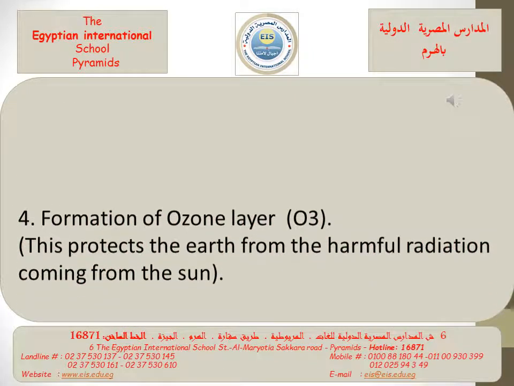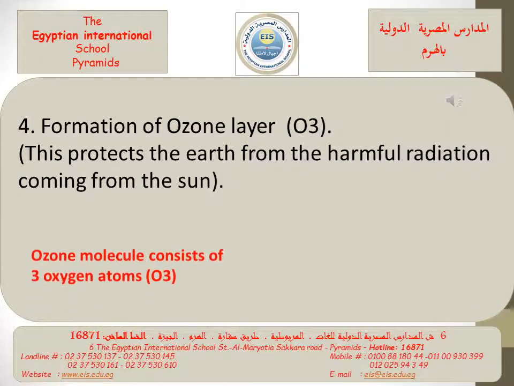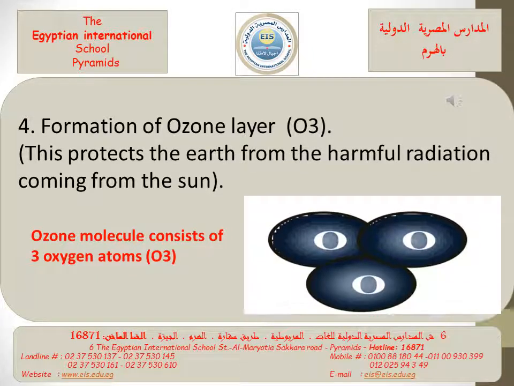Number 4, oxygen is used in the formation of ozone layer. What is ozone layer? Ozone layer is a layer found in the atmosphere and is formed from the oxygen. Ozone layer protects the earth from the harmful radiation which comes from the sun. The ozone molecule consists of 3 oxygen atoms, so we can write the ozone molecule as O3.